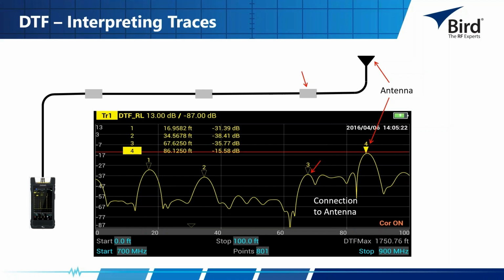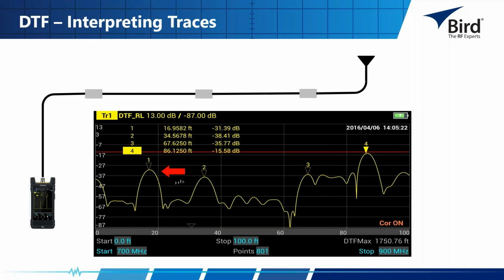I go out there, look at marker 4. Marker 4 is at 86 feet. I have a return loss value of -15.55. So all is good. But what's the one thing that didn't show up in our diagram? Well, we've got this hump out here at marker 1, 16.9, or just roughly call it 17 feet. What is that? It's at -31.39 dB.